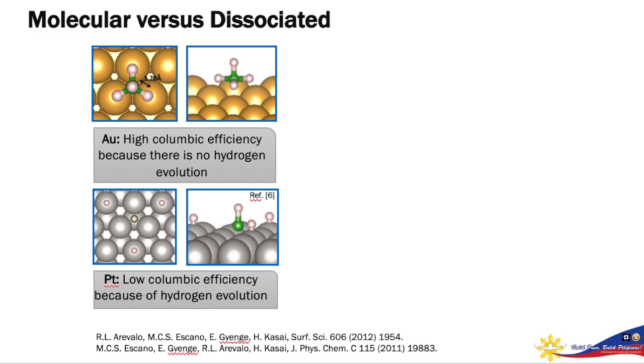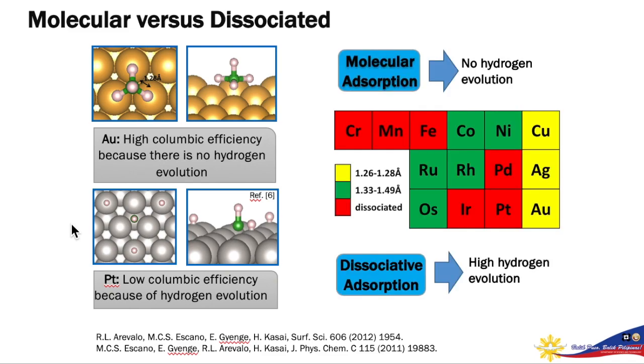And we can relate that to the Coulombic efficiency of borohydride oxidation. For the case of gold, there's high Coulombic efficiency because there's no hydrogen evolution, which we can theoretically attribute to the molecular adsorption of borohydride on the surface. While for the case of platinum, there's low Coulombic efficiency because it is very susceptible to hydrogen evolution, which can be due to the highly dissociative adsorption structure of borohydride on the surface. So this is what I've said earlier. The molecular adsorption of borohydride can promote no hydrogen evolution, while the dissociative adsorption promotes high hydrogen evolution.